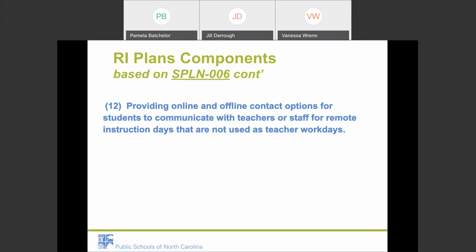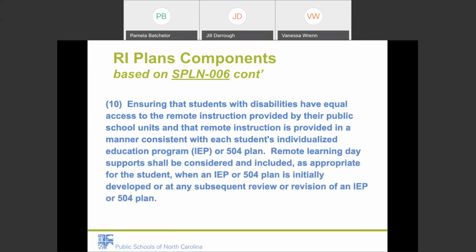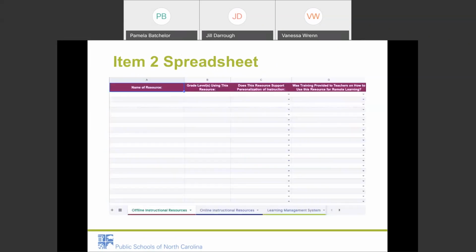With Amanda's question about online and offline resources, she's referring to item number 2 with the spreadsheet. What types of offline resources might we be referencing? If your system is doing print resources, workbook resources, lab manipulative materials, those would be the types that you would make sure that you are capturing, that you would put on your spreadsheet for offline.